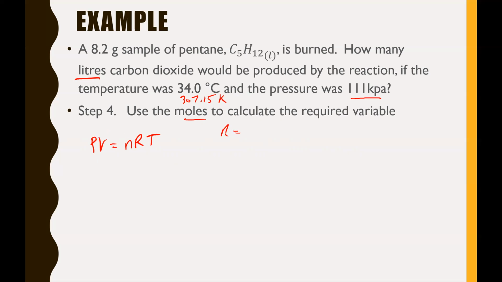Just remember R, by the way. That's the odd one out there. R is always 8.31. It's just a constant. You know, it is what it is. That's a terrible R. Let's try that again. There we go. That's a little bit better. So R is always 8.31.